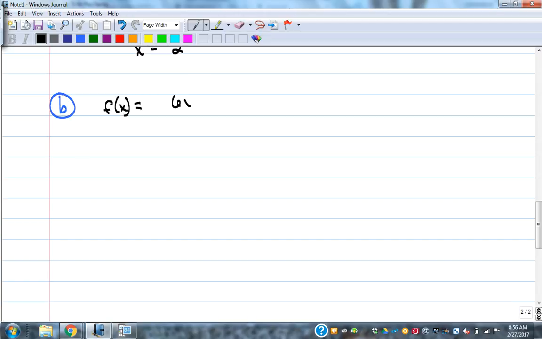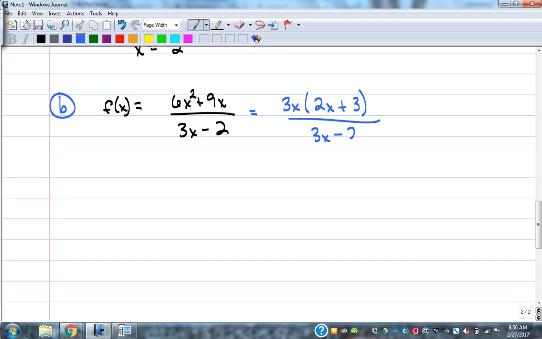Let's do 6x squared plus 9x over 3x minus 2. There you go. Okay, so the first thing we're going to do is what? Factor and domain. So I'm going to factor the top. It's 3x times 2x plus 3. And the bottom part's 3x minus 2.